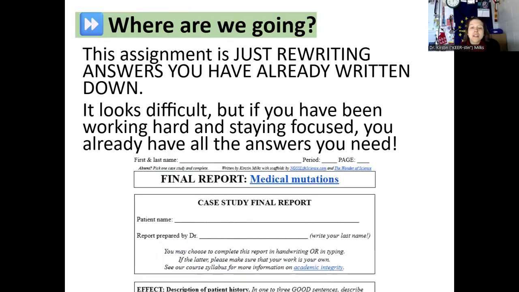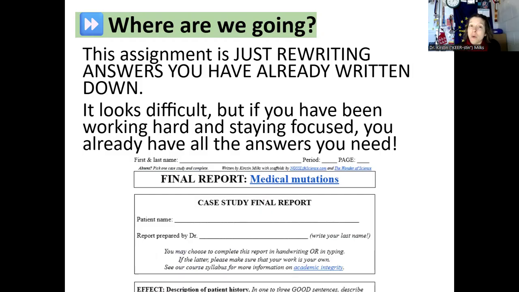So where are we going? You're going to do the assignment called Final Report Medical Mutations. It's going to have you write down the patient name. I think it's Stuart, Kim and Aaron, Kendrick, and Chad, right? So you're going to pick the person that you researched, and then you're going to write your last name. I'm Dr. Milks. I'm not a medical doctor. I have training in biochemistry, but you're going to pretend that you're a doctor. You've grown up, you've done college, you've gone to med school. Here you are writing for a journal like the Journal of the American Medical Association or the Lancet. I don't know if you'll notice, this assignment is just rewriting answers that you already wrote down on yesterday's assignment.